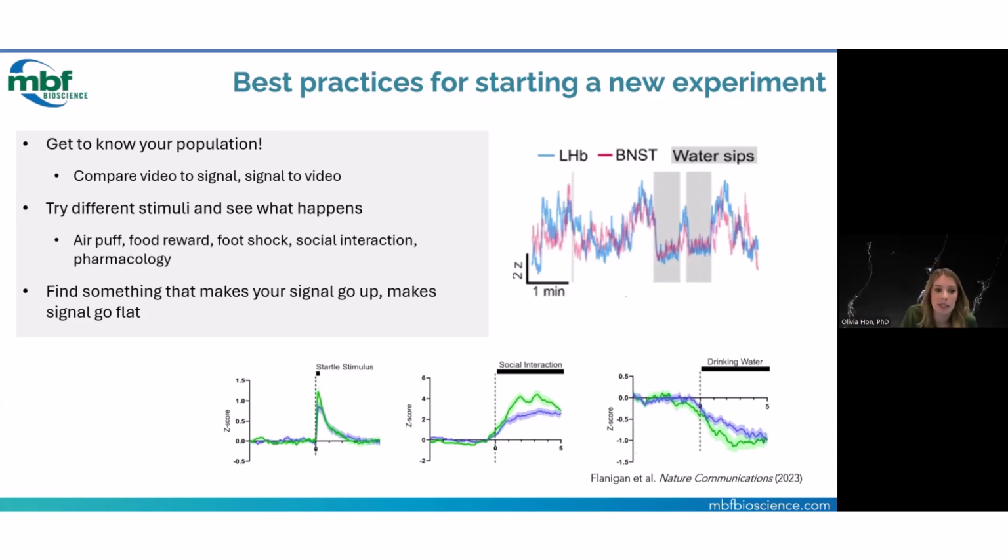These three traces at the bottom here, these are all different responses from the same population of neurons. And what you can see is that not every response is going to be a spike. That's typically what people think of when they think of calcium indicators, is, okay, I'm looking for spikes. Not necessarily. You might get something that's more like a baseline shift, and you might get a dip in your signal. So try to find things that make your signal go up and things that make your signal go down. It's going to make your life much easier when you're trying to figure out what's happening and what you're looking at.